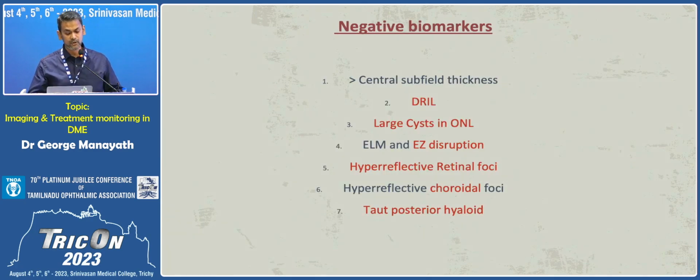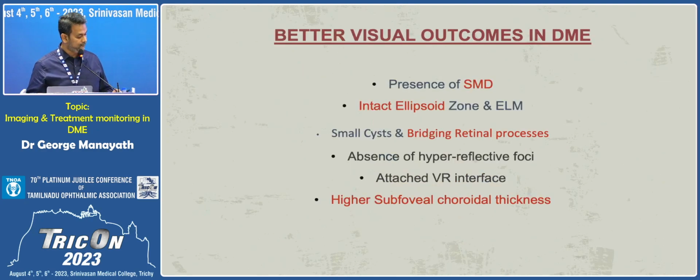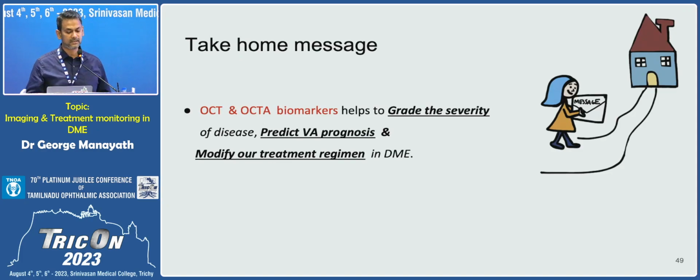To sum up, we have the negative imaging biomarkers like presence of DRIL, large outer layer cyst, ellipsoid disruption, hyperreflective foci in the retina and choroid, and taut posterior hyaloid face, where you expect poorer outcome in DME. And if you see the serous macular detachment subtype on DME, intact ellipsoid zone, better bridging retinal processes, and higher subfoveal choroidal thickness, you can expect better vision when you treat the DME with anti-VEGF. So OCT and OCTA non-invasive imaging helps in grading the severity, predicting the visual prognosis, and even helps you to modify our treatment regimen in DME.